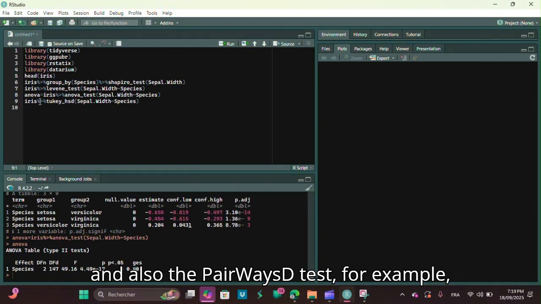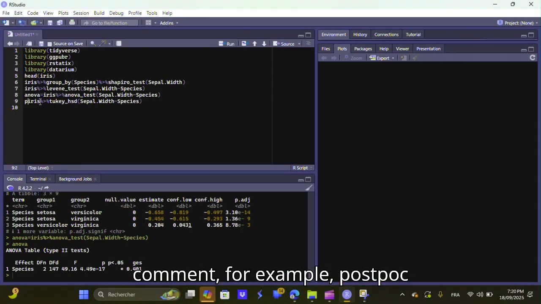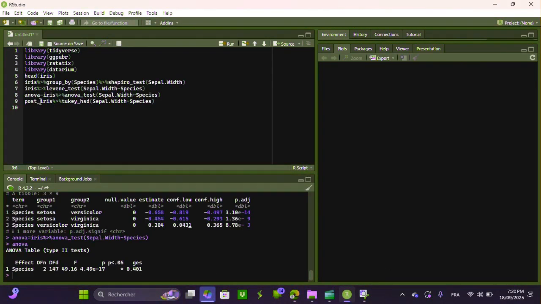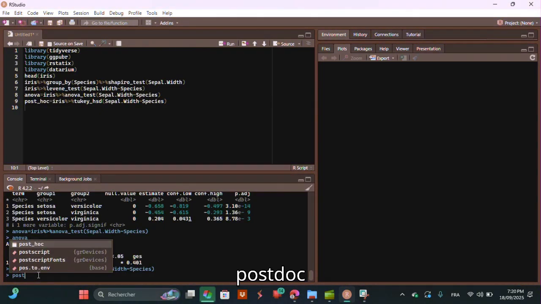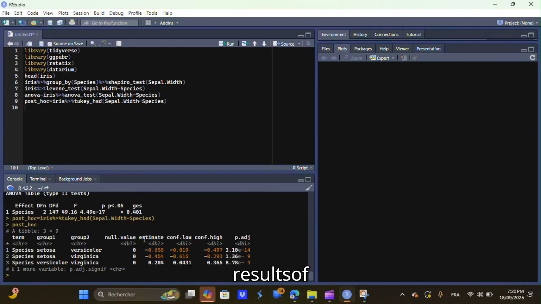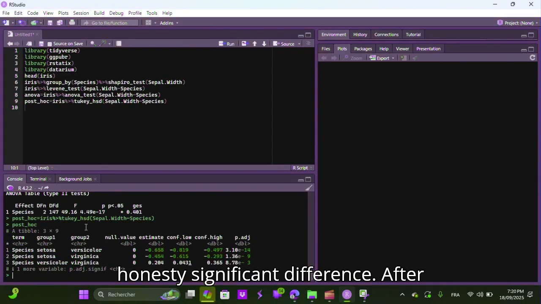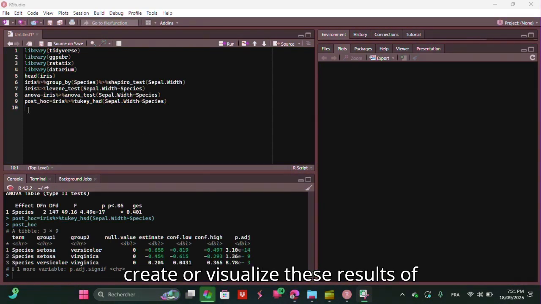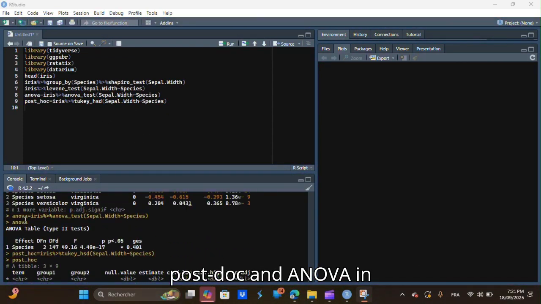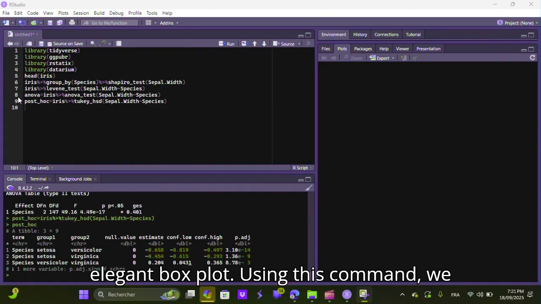And also for the pairwise t-test, for example, we should assign a name for this command, for example, post underscore hoc equal to the command that refers to the pairwise test. So post hoc corresponds to the results of the Tukey honestly significant difference. After that, we want to create or visualize these results of post hoc and ANOVA in an elegant box plot using this command.